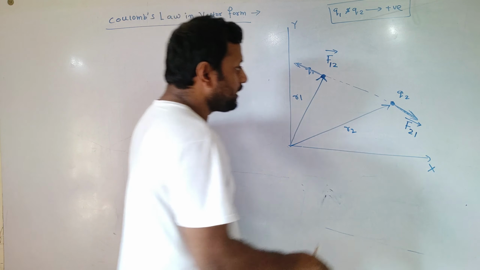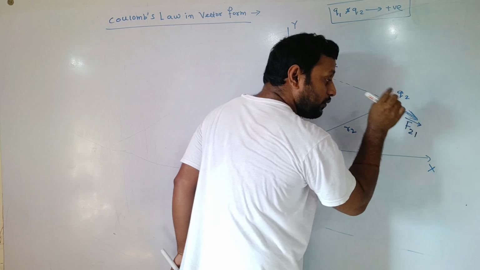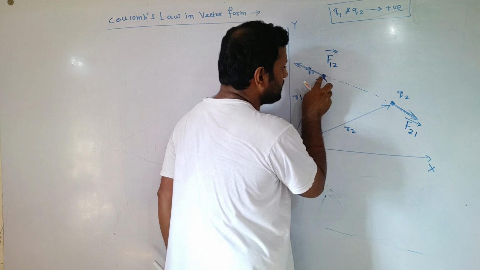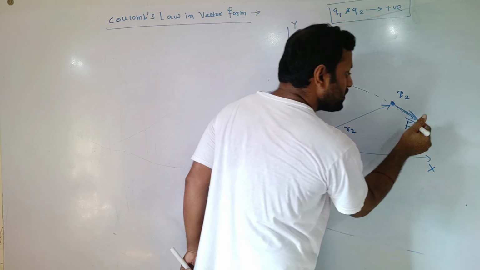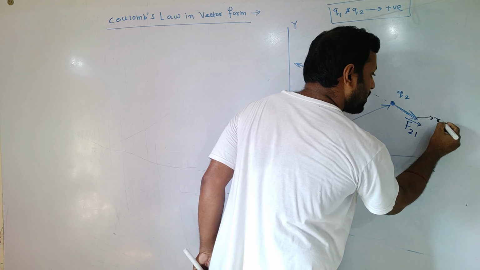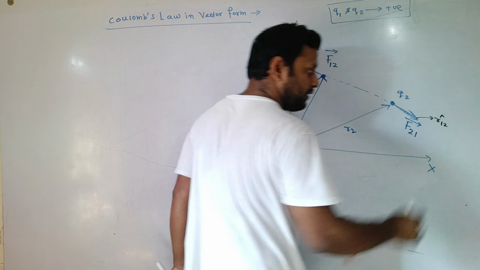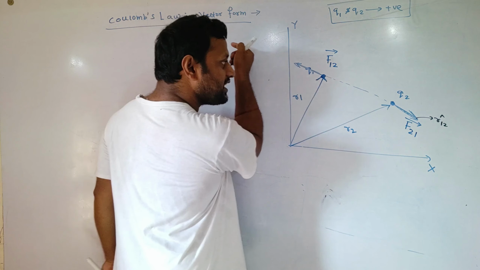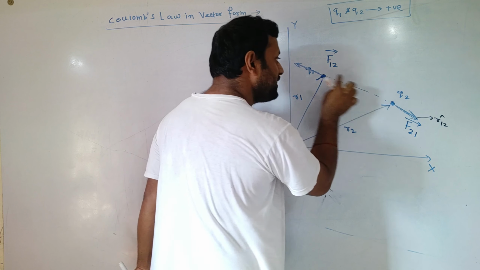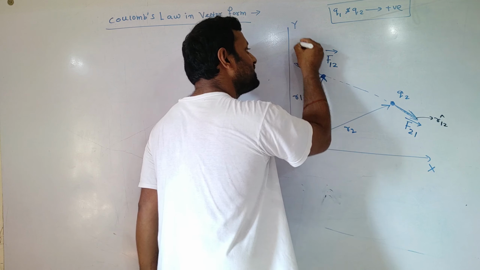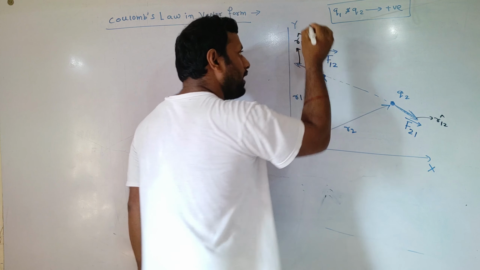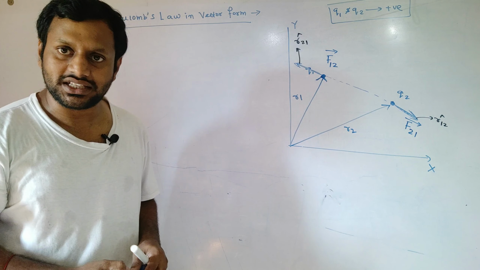Okay, now a direction, only direction. Let this be point 1 and this be point 2. This direction is basically R12 cap. This direction starts from 2 and goes towards 1, and this direction is called R21 cap. This is the directions.